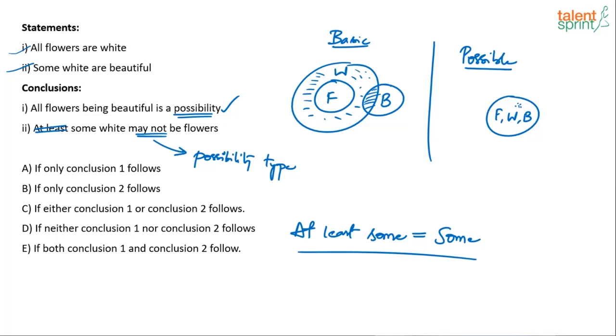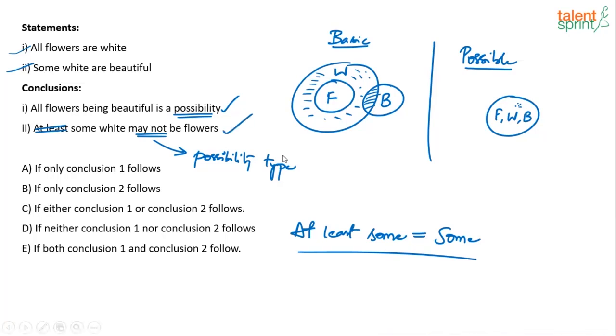So here, in the basic diagram, you find that some white are not flowers. If I look at the same possible diagram that we have drawn earlier, some white may not be flowers is wrong, because here all the whites are flowers. So I can conclude that this is possible in some cases and not possible in the other cases. Meaning it's not definite. Hence we can say 2 also is true.